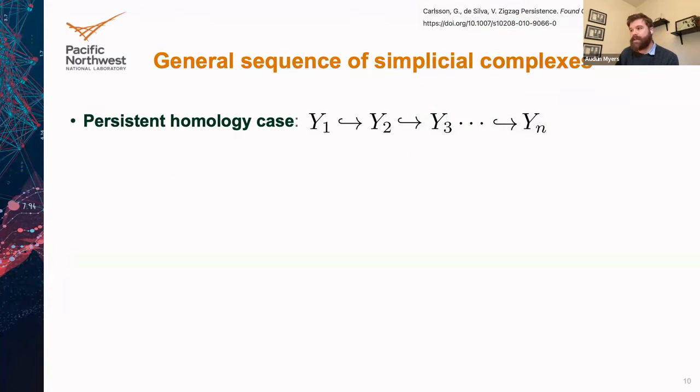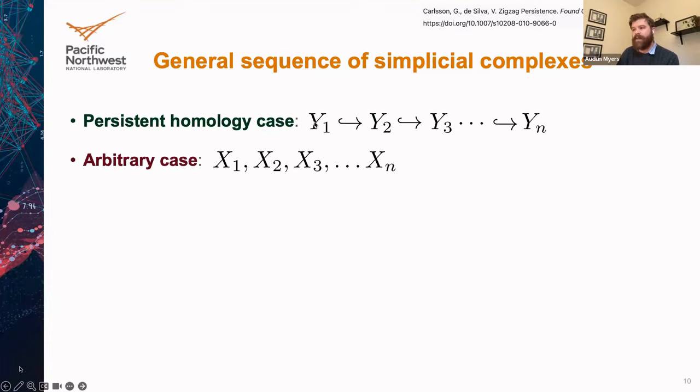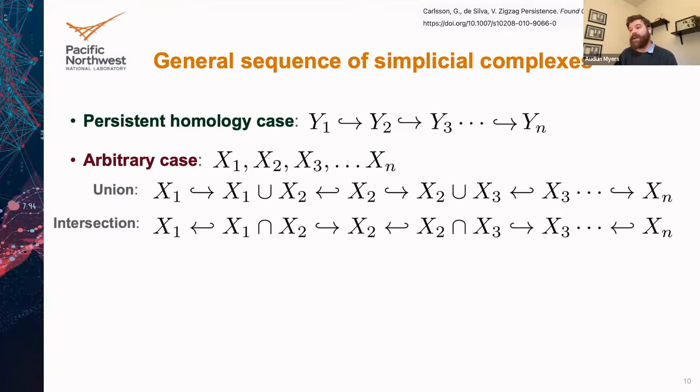So we have the persistent homology case, right? Each abstract simplicial complex, the previous is a subset. But let's say we have an arbitrary case here where we have just a sequence of abstract simplicial complexes with no rules between them. We don't know if one is a subset of the other, or if neither of those cases. But we can force this to happen. And we do this by taking either unions or intersections. So for example, if I have abstract simplicial complexes X1 and X2, I can take the union of X1 and X2, and then I know that X1 is a subset of that union and X2 is a subset of that union. Then I can move on to the next pair, X2 and X3, and do that same union.